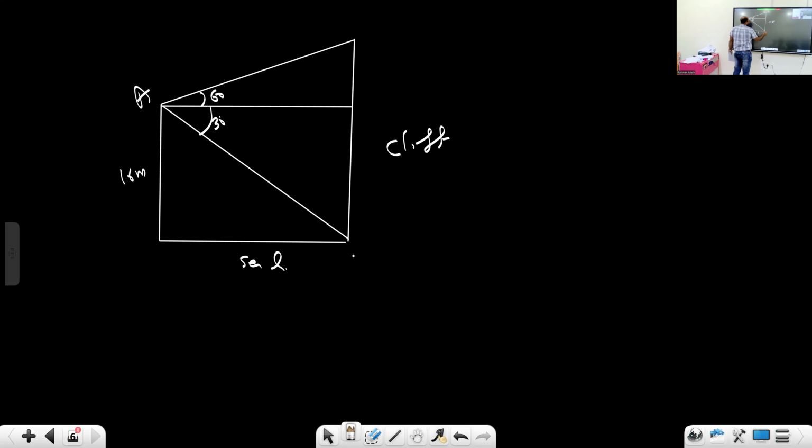A, B, C. Here no need of letters. This I took as x. How much will this be? 16. This side I took as h. Please proceed if you are confident.